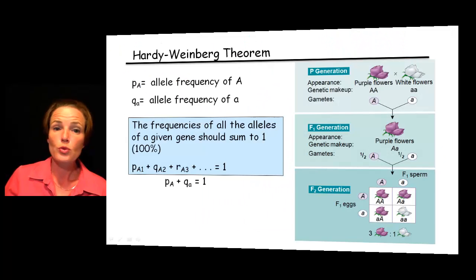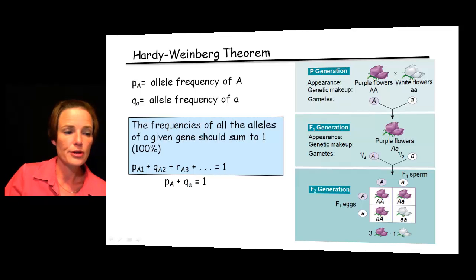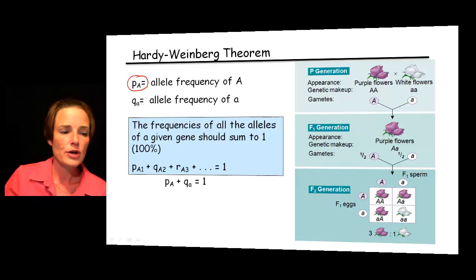So if we go to what the Hardy-Weinberg actually states, for one of the alleles, we're going to call them P sub A or PA, and then we have one that we're going to call Q. So P and Q is what we kind of reduce this down to. We tend to use the P to represent the dominant or the capital letter, and we tend to use the Q to represent the lowercase or recessive letter, but it really doesn't matter which one you use.